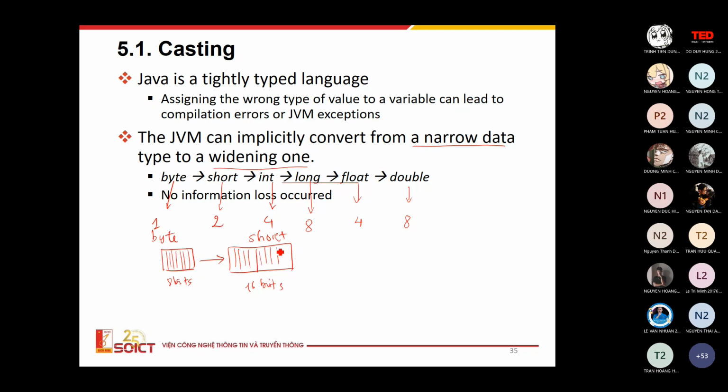Okay. And when you move like this, you can set the value. Not reserve, you can set the value. And no information will be lost. For example, you have this 8-bit byte, you move it to this place, and the rest will be 0. This 0 for the rest. So the value does not change.